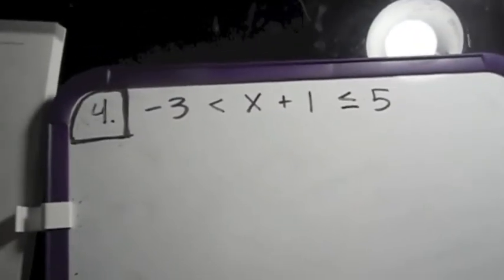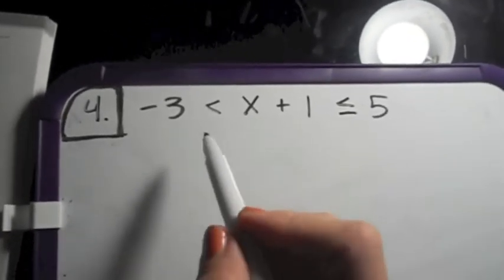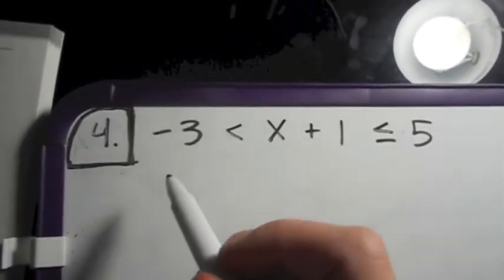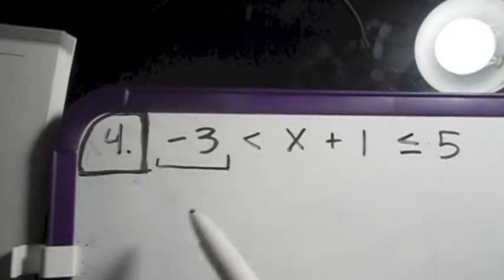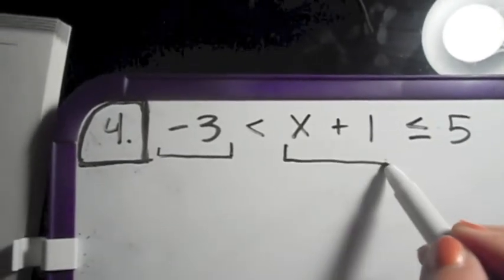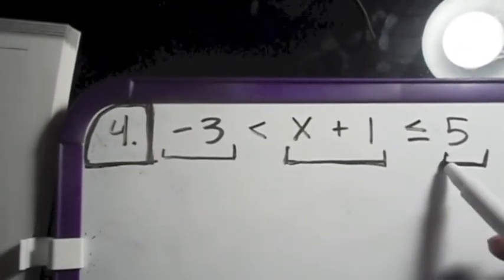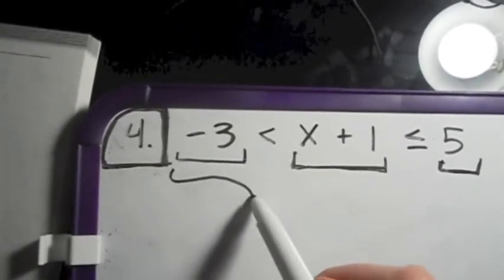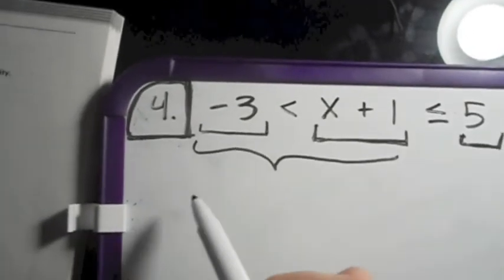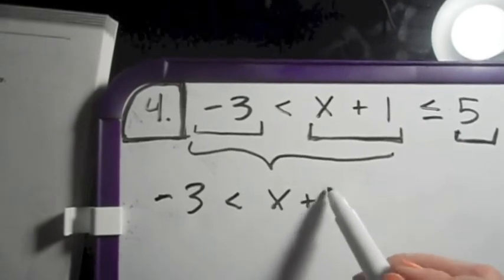Number 4 tells us to solve the inequality and then graph your solution. Okay? What's important when you see something like this with two inequality signs? You need to see this as its own side of the inequality. This is the inside of the inequality. And this is another side. Okay? This right here is one inequality that I'm going to write here. Negative 3 is less than x plus 1.